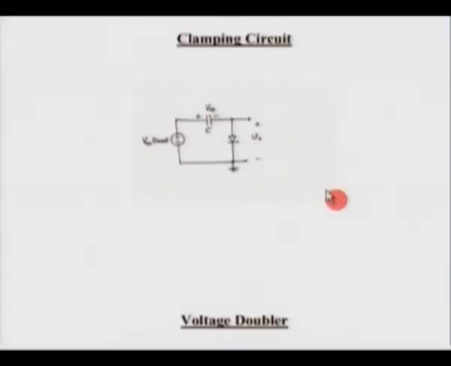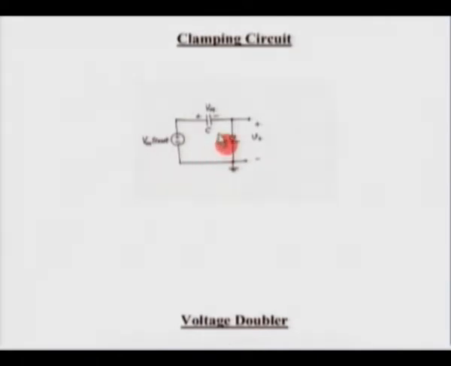Now, coming to another application, another popular application of a diode is what is called a clamping circuit. Here you would use a diode and a capacitor in series. In the circuit shown here, we have an input as Vm sin omega t, a capacitor here and a diode here. The way the diode is connected, we know that it will permit current to flow only in the direction from the top to bottom.